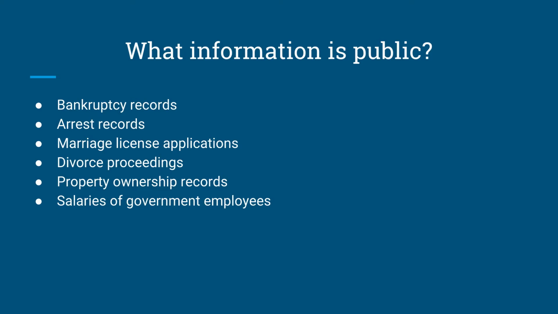What information is public? Things like bankruptcy records, arrest records, marriage license applications, divorce proceedings, property ownership records, mortgage information, salaries of government employees. Some of this information you have to get in paper form, go down to the courthouse, get a signature. But most of it is available online. For example, if you wanted to look at the salaries of our professors here at Parkside, you could. Parkside is a state university, and all that information is available online.